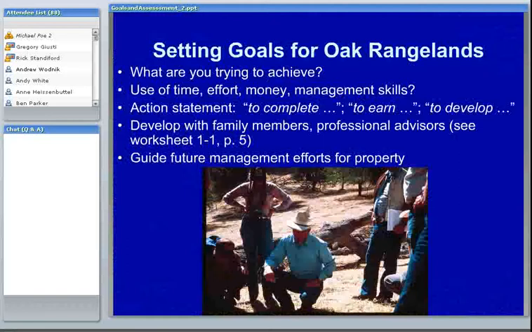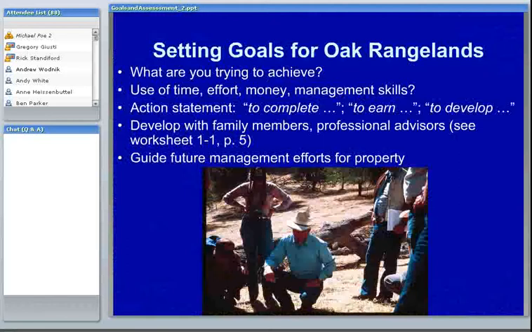A lot of times when you think about your management goals, they're some kind of action statement: to complete a planting project, to earn so much money per acre, to develop riparian systems or new water sources or something like that.